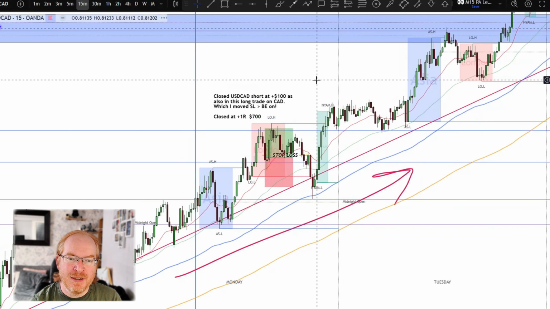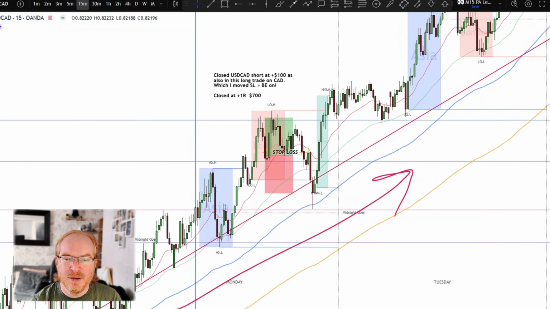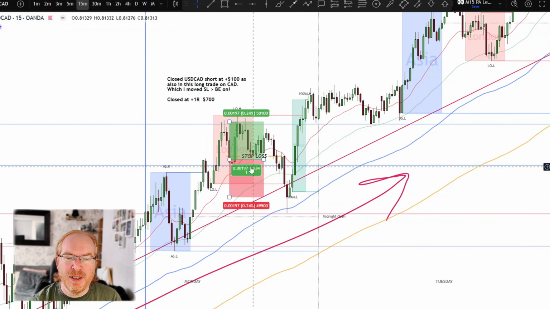But as I said earlier, we moved the stop loss to break even here, as you can see, highlighted here, and we closed the other trade at plus $100. So now we're free. We have a free trade, and what happens happens. We don't stress over it. I've marked up the text here.